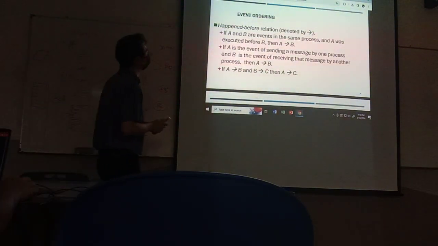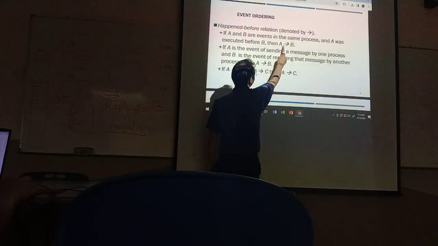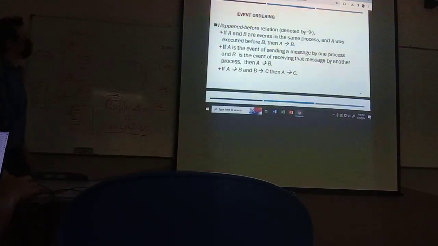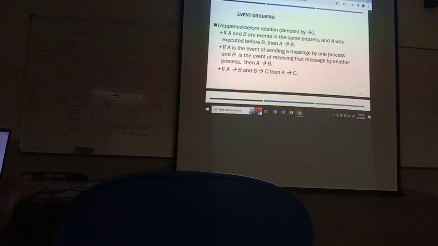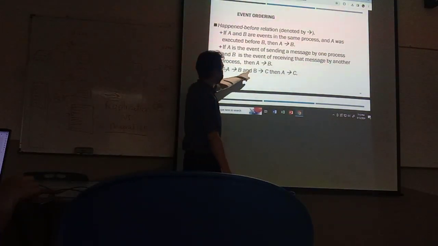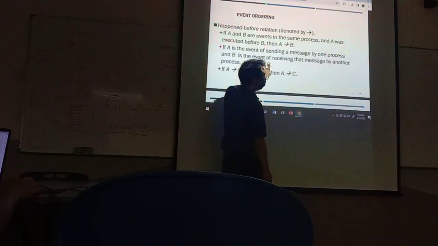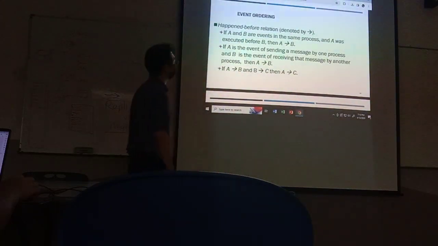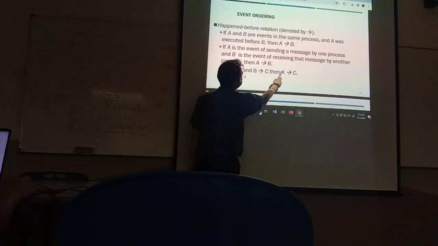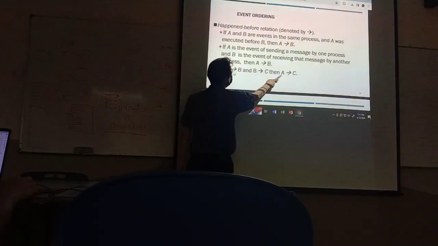If A and B are events in the same process, and A was executed before B, then we draw it this way: A arrow B, which means A happened first. If A is the event of sending a message by one process, and B is the event of receiving the message by another process, we also draw it this way, because A is the one that sent, so it must happen first. So A happens first, B happens later, with the same arrow. If A arrow B and B arrow C, then A happens before C, because B is technically later, so A must happen first before C.